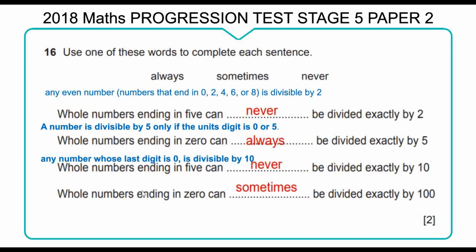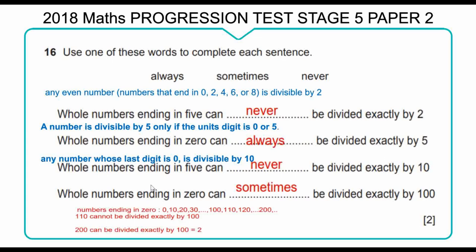The last one, whole numbers ending in 0 can sometimes be divided exactly by 100. Why is it so? Whole numbers ending in 0 can be 0, 10, 20, 30, 100, or 110, or any number ending in 0. Now, if we take 110 divided by 100, it will not give us a whole number. So it is not able to be divided by 100 exactly. But 200 can be divided exactly by 100, that is 2. So that is the reason we put sometimes in here.